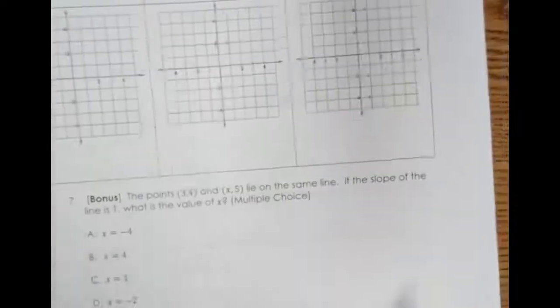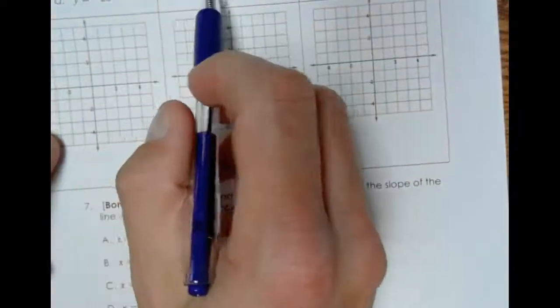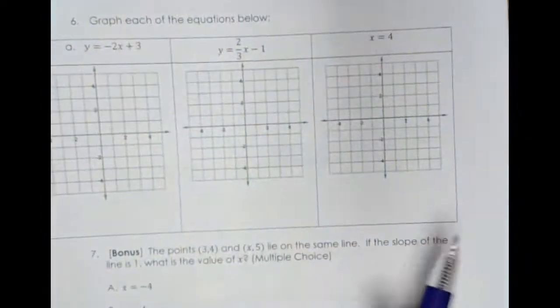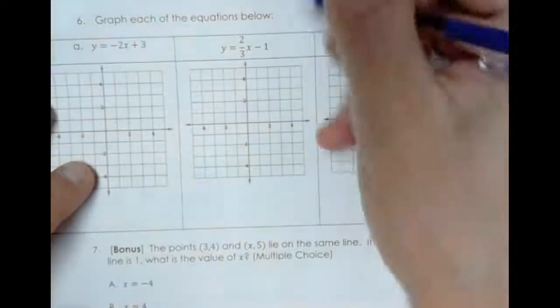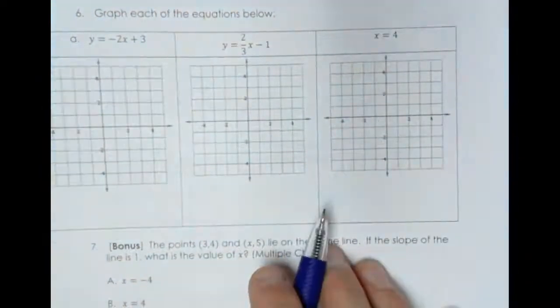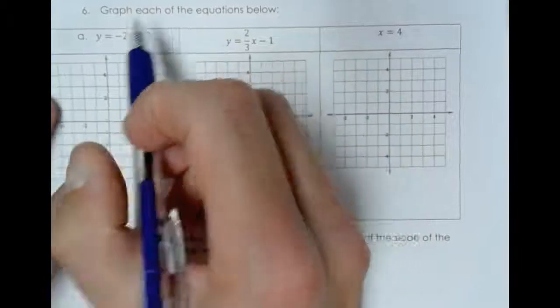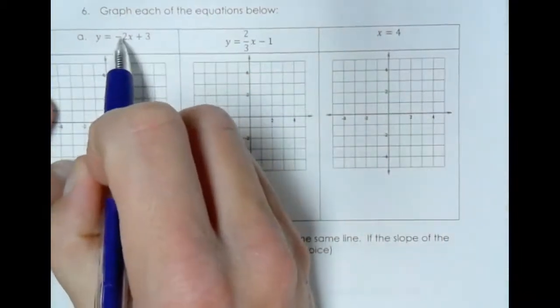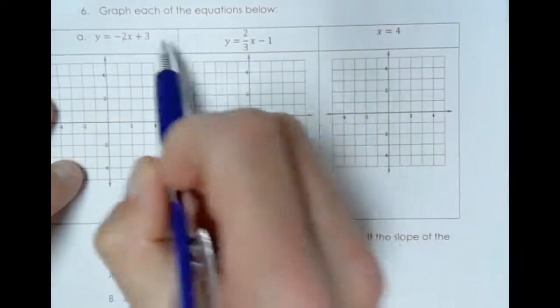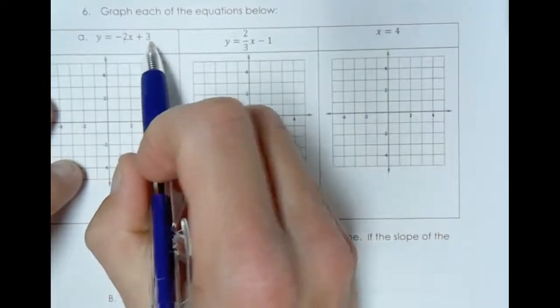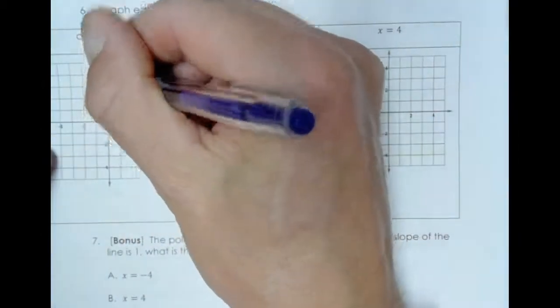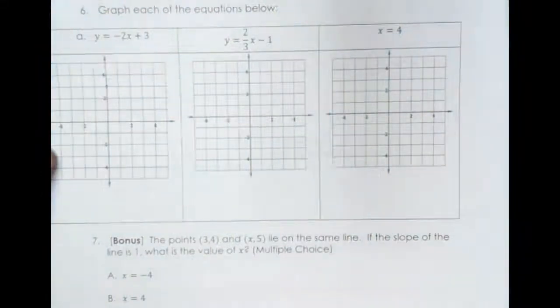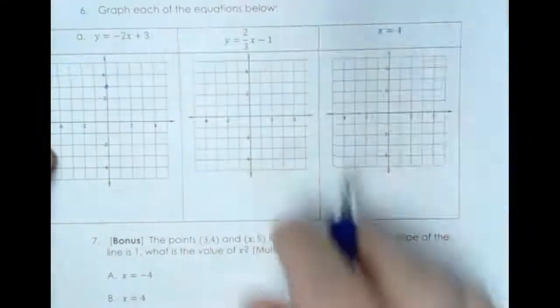And now we're looking at number 6. So graph each equation below. These are all in slope-intercept form except for the last one. Slope-intercept form. So we know the slope. Remember, that's the number being multiplied to x and our y-intercept. Our y-intercept here is 3, so I'm going to go 0, 1, 2, 3, 0, 3. 0, 3, right there.